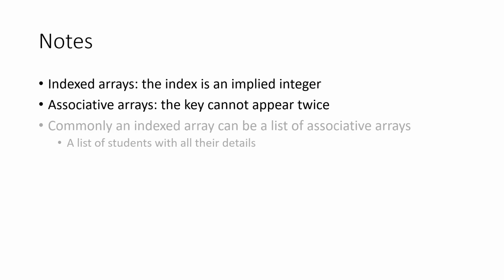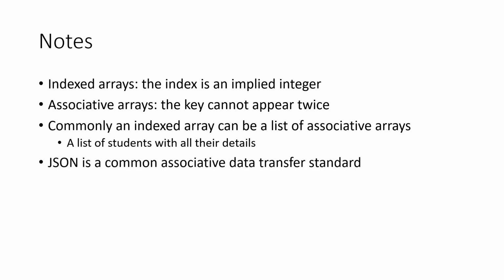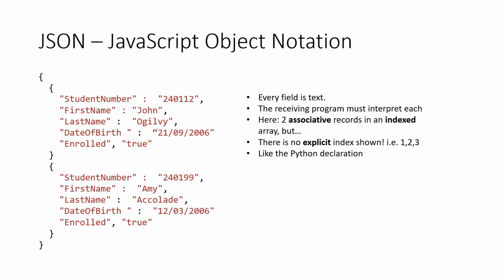And here's a quirky side note. It's very common to have an indexed array of associative arrays, a list of students with all their details, for example. A very common way of transmitting this is with something called JSON or JavaScript Object Notation. And here's a closer look at that. Here we have 2 records, which are associative arrays joined together in an indexed array. Very much like the Python declaration. Take some time to look at this.